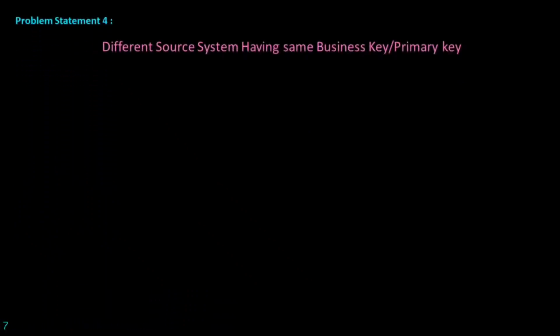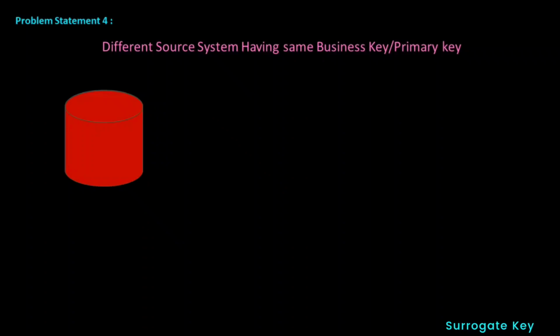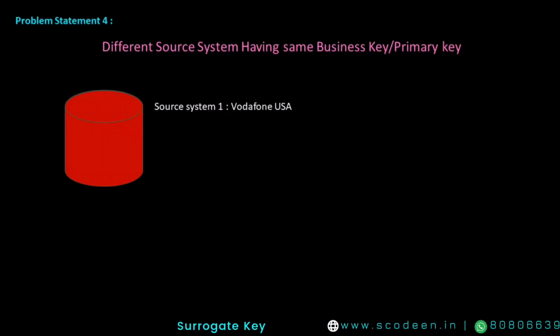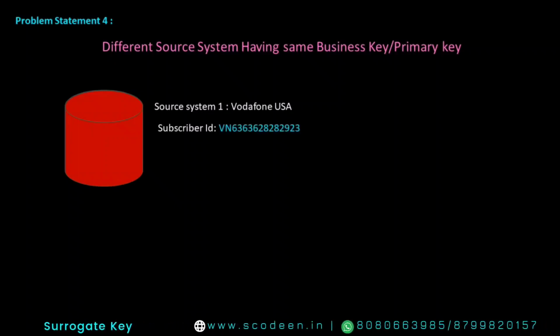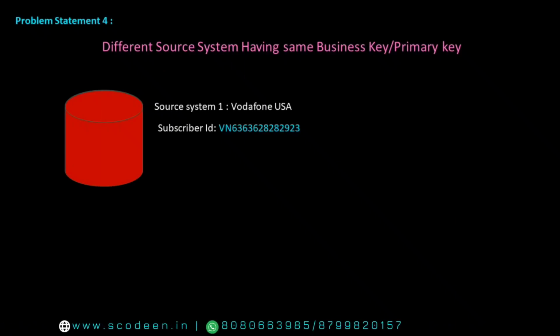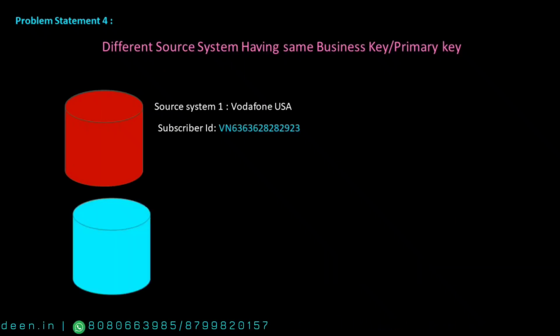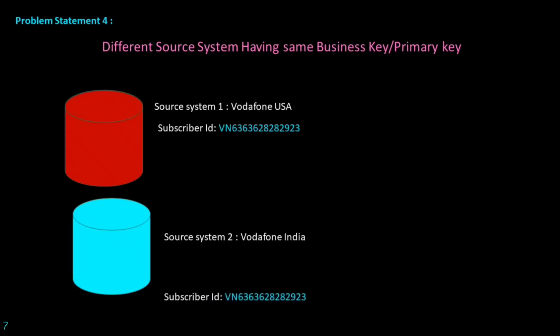Let's understand problem statement 4: different source systems having the same business key or primary key. Let us assume there is source system 1, that is Vodafone US, and the subscriber ID is BN and a 17-digit numeric value. And source system 2 belongs to Vodafone India, and its subscriber ID is the same. Now we'll understand how these problems will be solved by using a surrogate key.